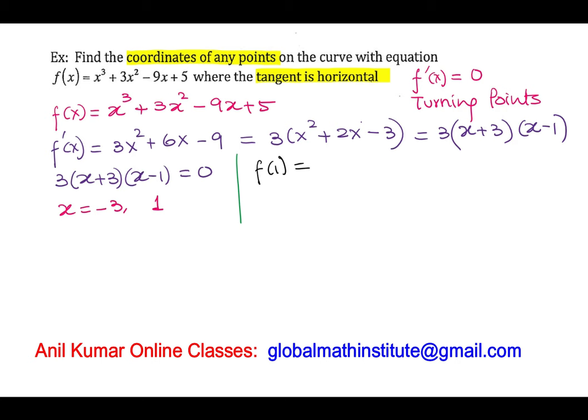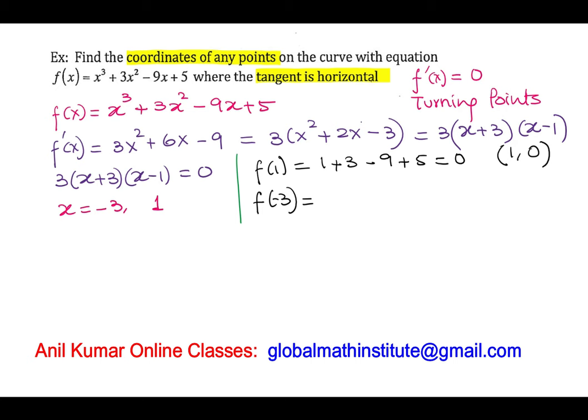So when I plug in 1, I get 1 plus 3 minus 9 plus 5, which is equal to 1 plus 3 is 4, 4 plus 5 is 9, minus 9 is 0. And therefore, the coordinate point is (1, 0). Okay. The next point is minus 3, correct?